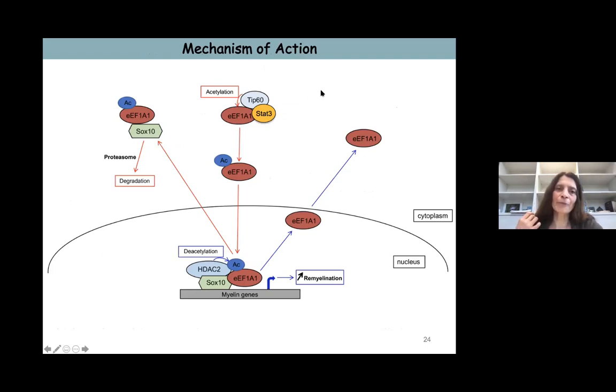Shortly after lesion, TIP60, which is a histone acetyltransferase, coordinates its action with STAT3 to acetylate EF1A1. Acetylated EF1A1 then translocates to the nucleus. It interacts with SOX10 and then drags SOX10 out of the nucleus and targets it to the proteasome for degradation. Conversely, HDAC2 deacetylates EF1A1 to send it back to the cytoplasm and maintain SOX10 on its target genes, and this can allow remyelination.